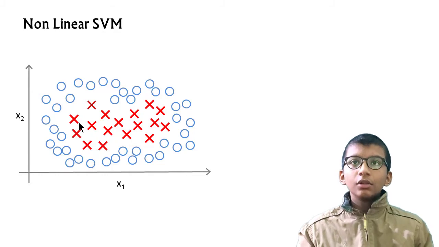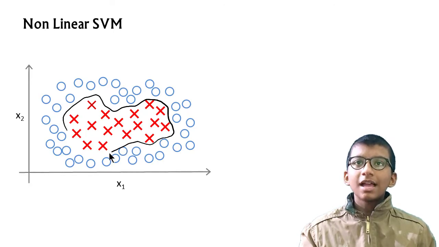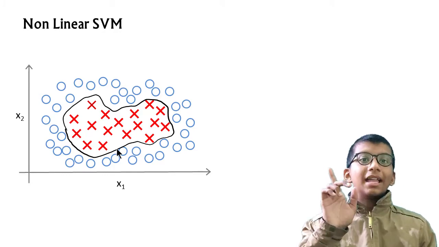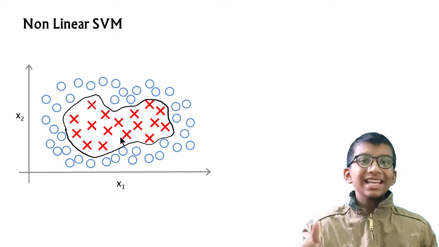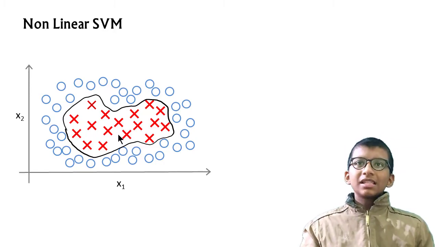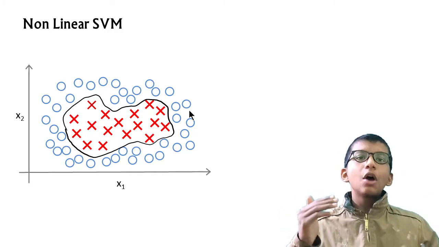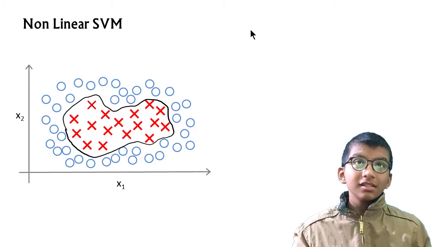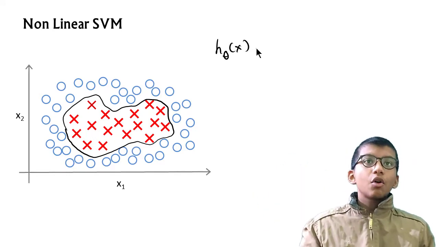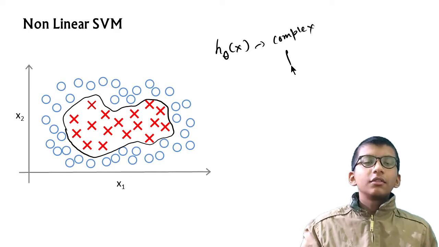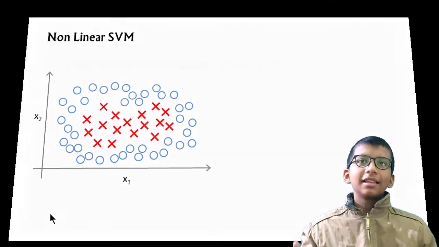The non-linear boundary looks something like this. It simply means that it separates the negative and positive examples by making a non-linear boundary. To make it, we will deep dive into the maths, and I will show you how this non-linear boundary is made. This gives you the intuition of what a non-linear boundary looks like, and the hypothesis is a very complex function. Now let's get into the math.